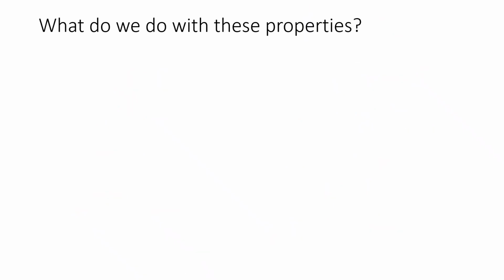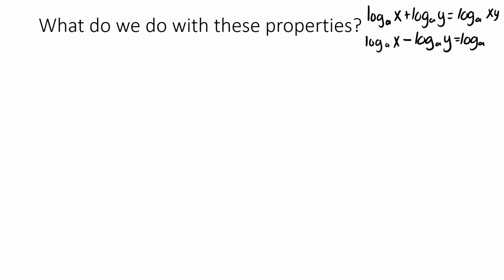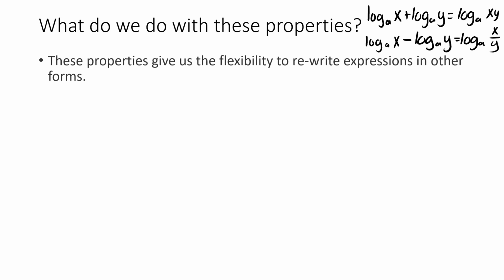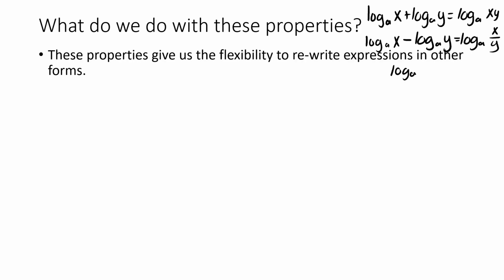Okay. So what can we do with these properties? Just as a recap, here are the properties. Log base a of x plus log base a of y is equal to log base a of xy. Log base a of x minus log base a of y is equal to log base a of x divided by y. And log base a of x to the y is equal to y log base a of x. Those are the 3 properties that we have.